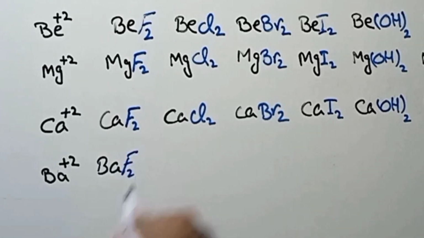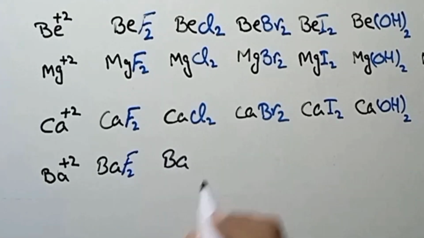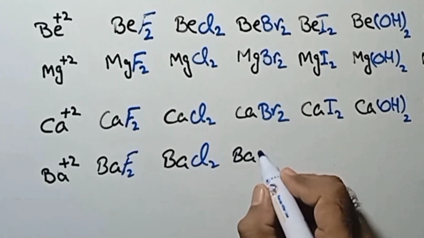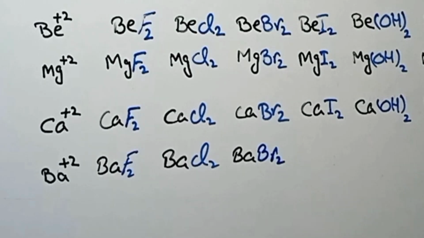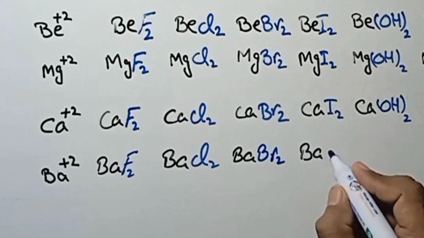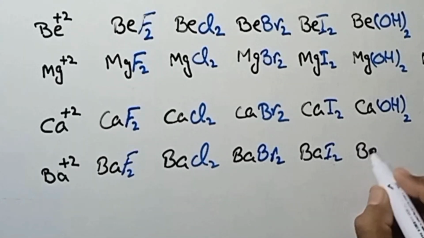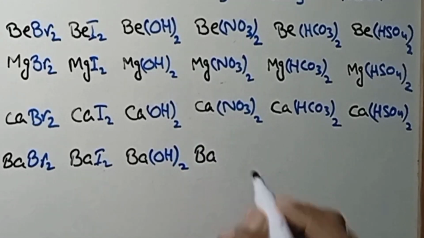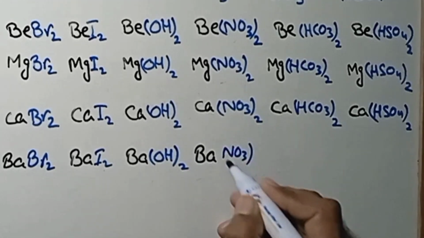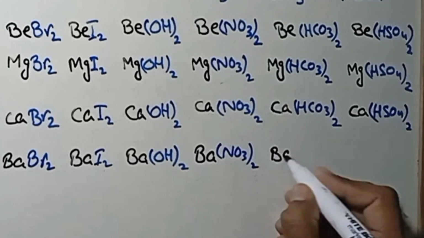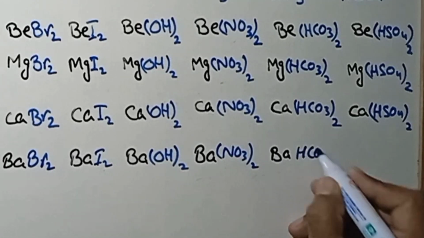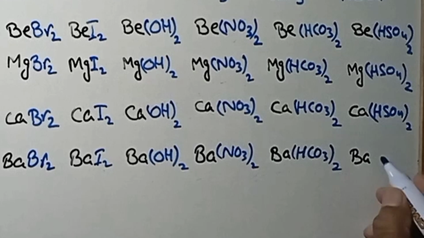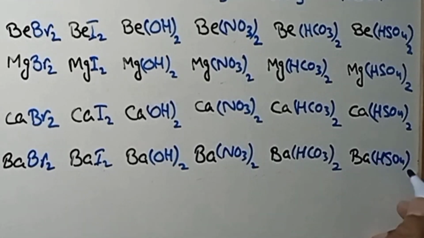Now for barium, BaF2, barium fluoride, BaCl2, barium chloride, BaBr2, barium bromide, BaI2, barium iodide, Ba(OH)2, barium hydroxide, Ba(NO3)2, barium nitrate, Ba(HCO3)2, barium bicarbonate, Ba(HSO4)2, this is the last one, barium bisulfate.